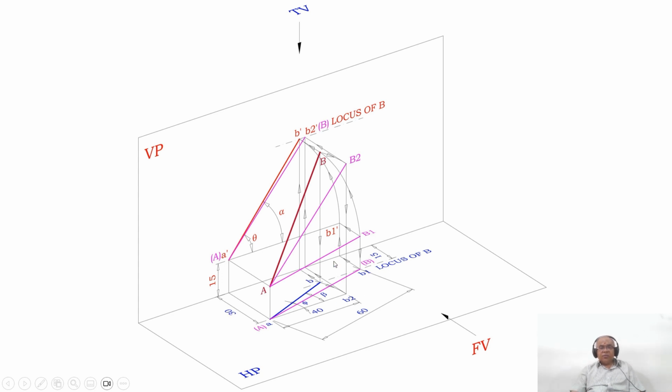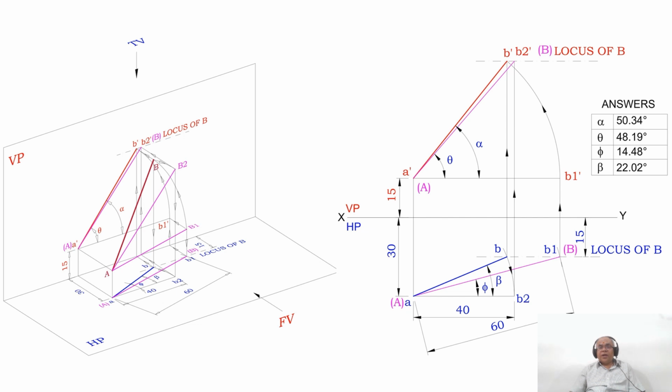So this is how you will be able to analyze the drawing in 3 dimensions, wherein you have the true and apparent inclinations with respect to HP and VP. So this is how you will be able to analyze the drawing. Now, how to write it in orthographic view?